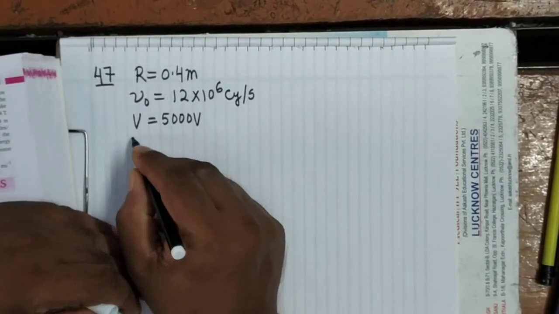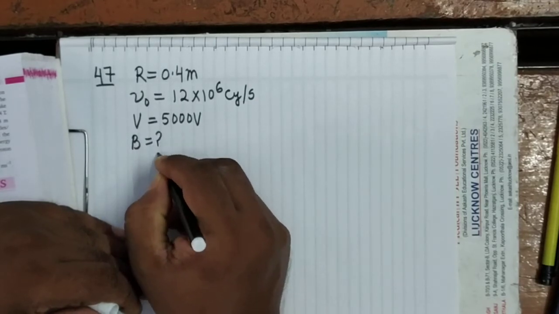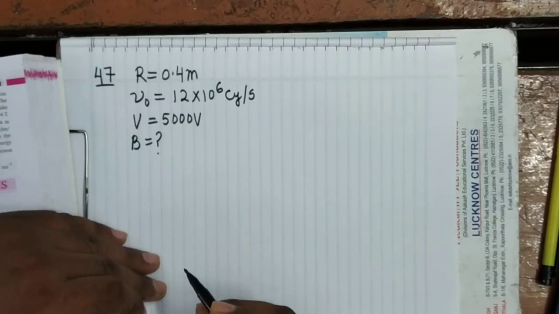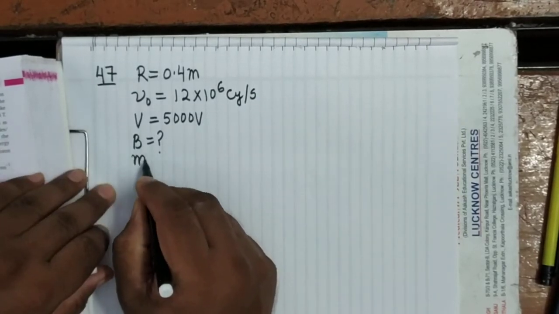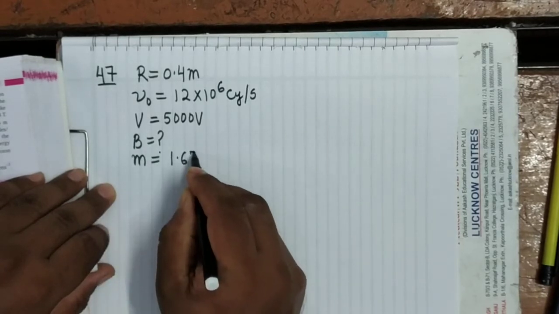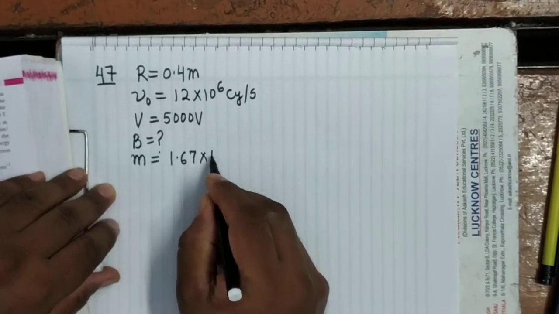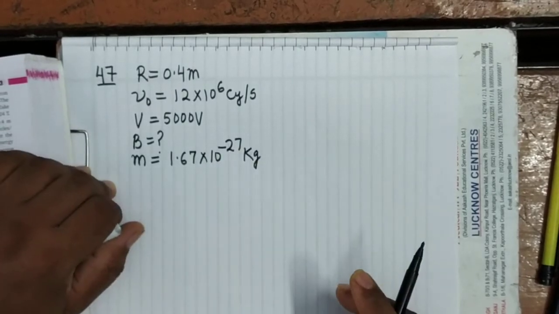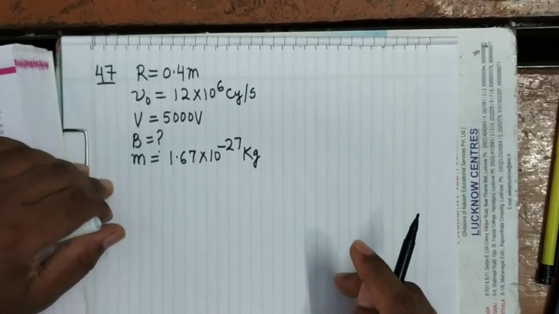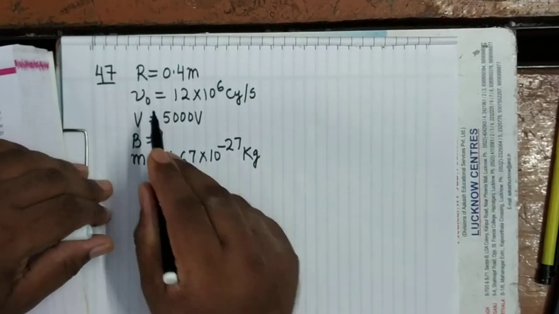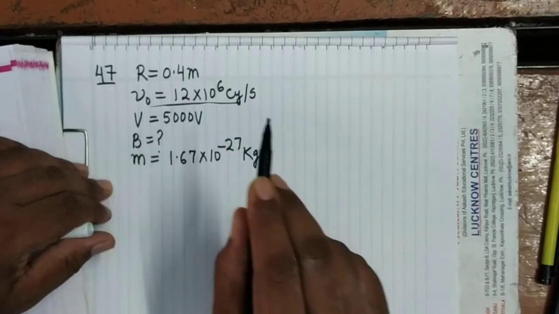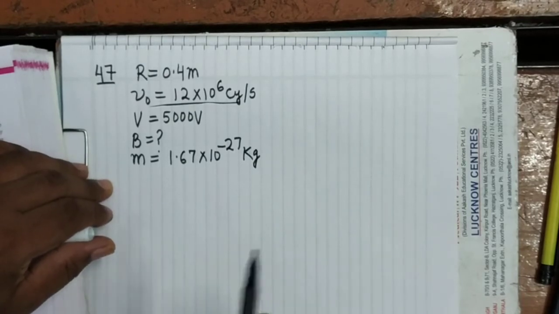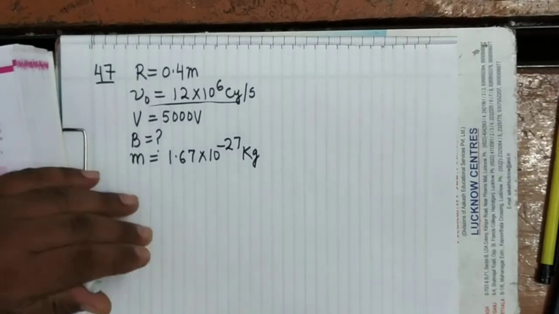Is it clear? Magnetic field you have to find, what will be the magnitude of the magnetic field, and then the energy and velocity acquired by the proton. Here mass of proton is given, 1.67 into 10 to the power minus 27 kg. Now see here, as we know from the working condition of the cyclotron, the frequency of the applied AC source should be equal to the frequency of revolution of the proton. Is it clear? That is the working condition.